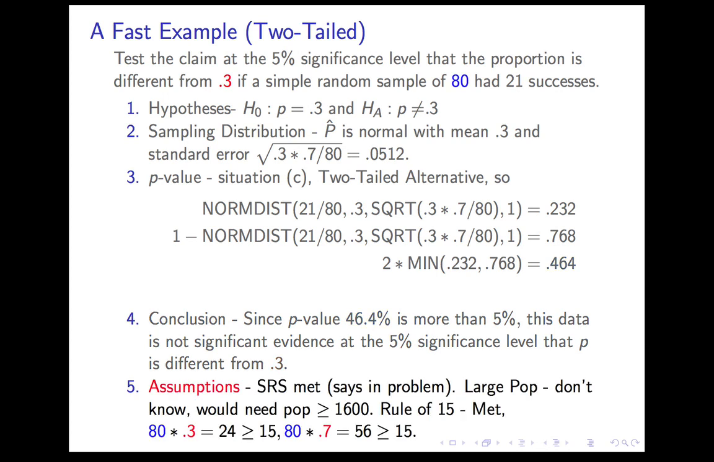Check the assumption. Simple random sample? Yep, it says large population. We don't know what the population is, but we know it would need to be more than 1,600, because it has to be more than 20 times the sample size. And the rule of 15 is met, because 80, the sample size, times P0, which is 0.3, is 24. That's fine. And 80 times 0.7 is 56. That's fine.